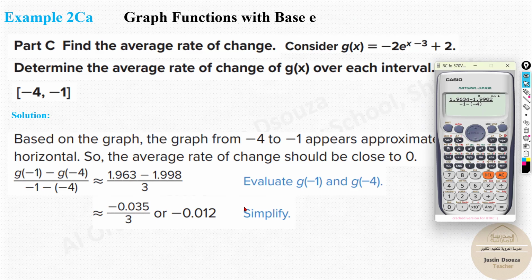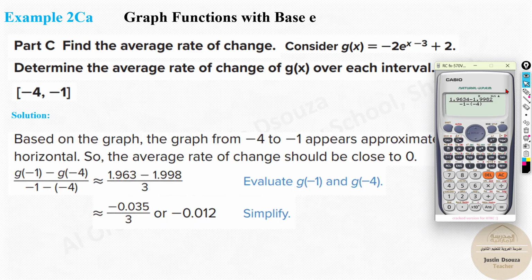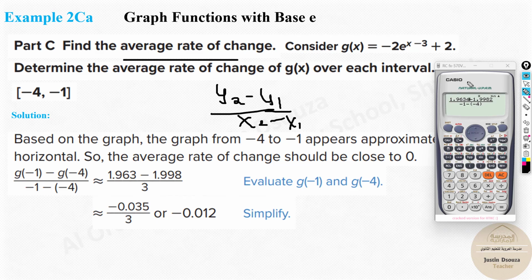You can take more decimal points, but the more accurate way would be, instead of writing it like this, to directly substitute. Instead of the answer, directly substitution. We will see it in this problem. You just need to know the formula: y2 minus y1 divided by x2 minus x1. Average rate of change is always the same as slope, and we use this formula.